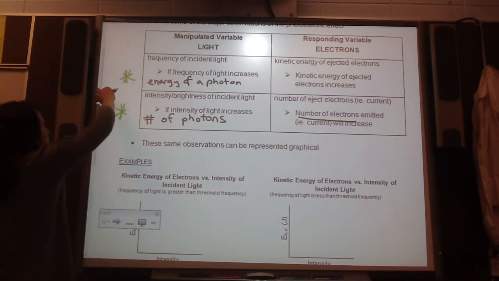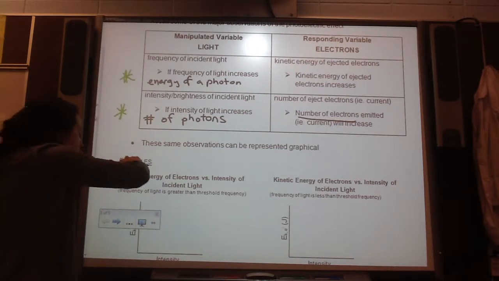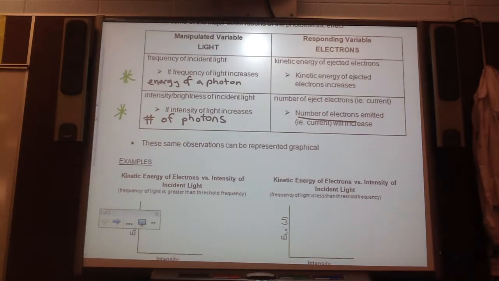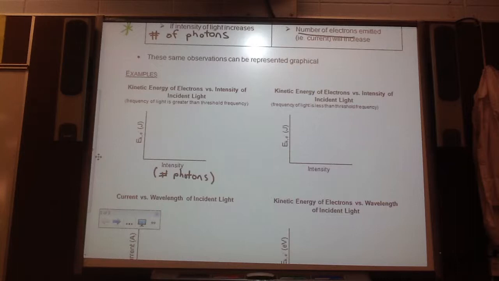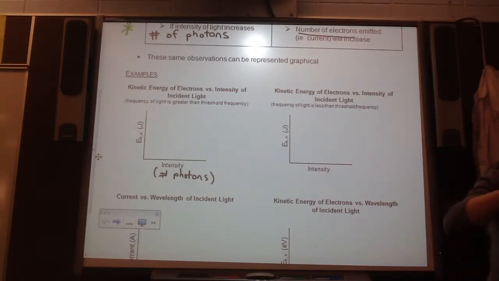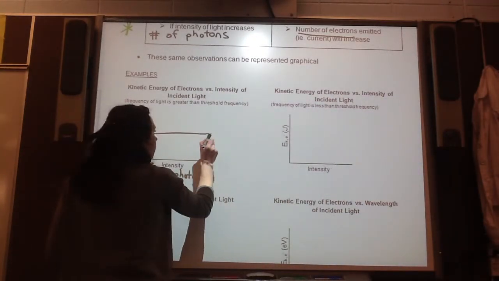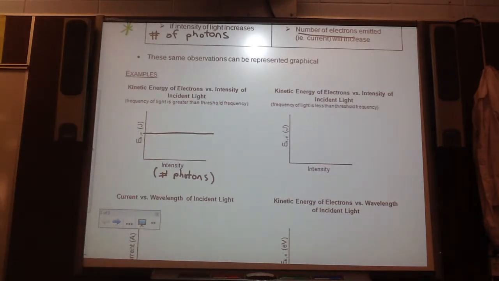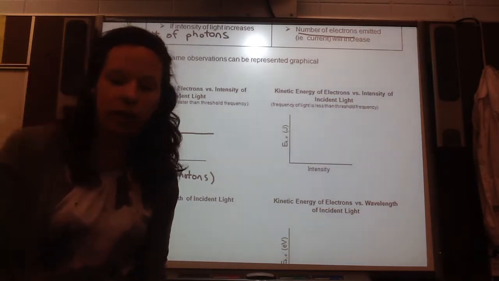So when we think about intensity increasing, that's our number of photons. It doesn't matter how many photons you hit it with, the energy that each electron has leaving is going to be the same. If frequency doesn't change, it will be the same. No matter how much light you shine on it, the energy leaving will be the same. There will be more electrons leaving, but the energy of each electron will be the same.